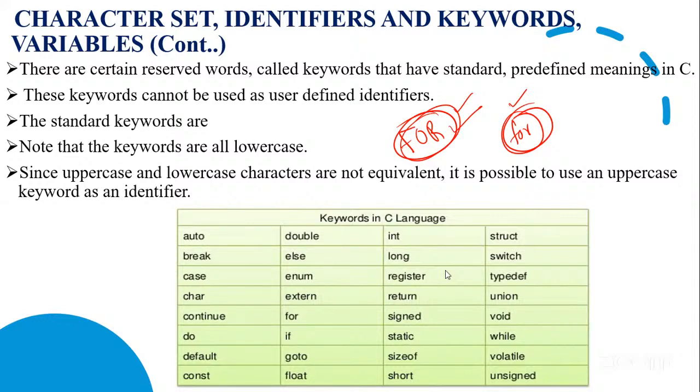There are 8 keywords in each column, and 4 columns, so 4 times 8 is 32. Total 32 keywords are there in C. There is no need to remember all these keywords, but we will see whichever keyword is used for a particular purpose.